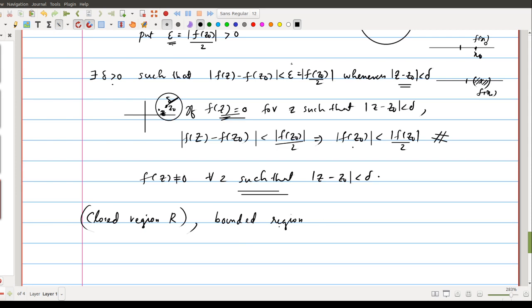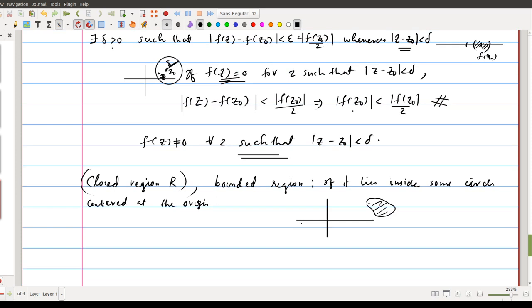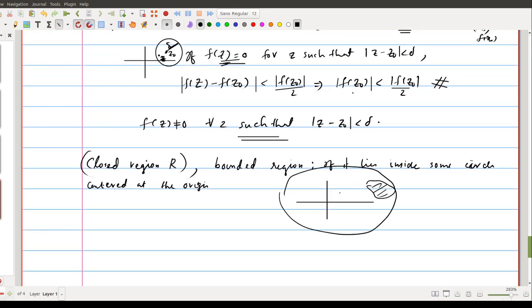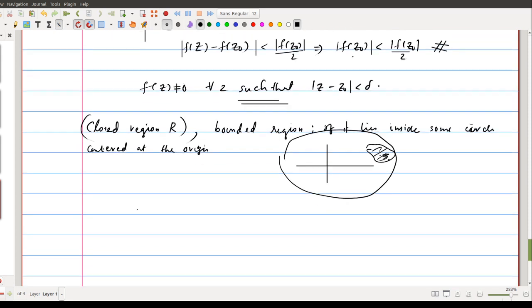Here we have discussed the bounded region. A bounded region means it lies inside some circle or disk centered at the origin. The meaning of boundedness is: if you consider any set, any region here, and you can enclose this region in a circle of some radius r, then you can say that this region is bounded. So if you consider any region in the plane, and you can enclose it in a circle of some radius r, then you can consider that region as a bounded region. So this is the definition for a bounded region.